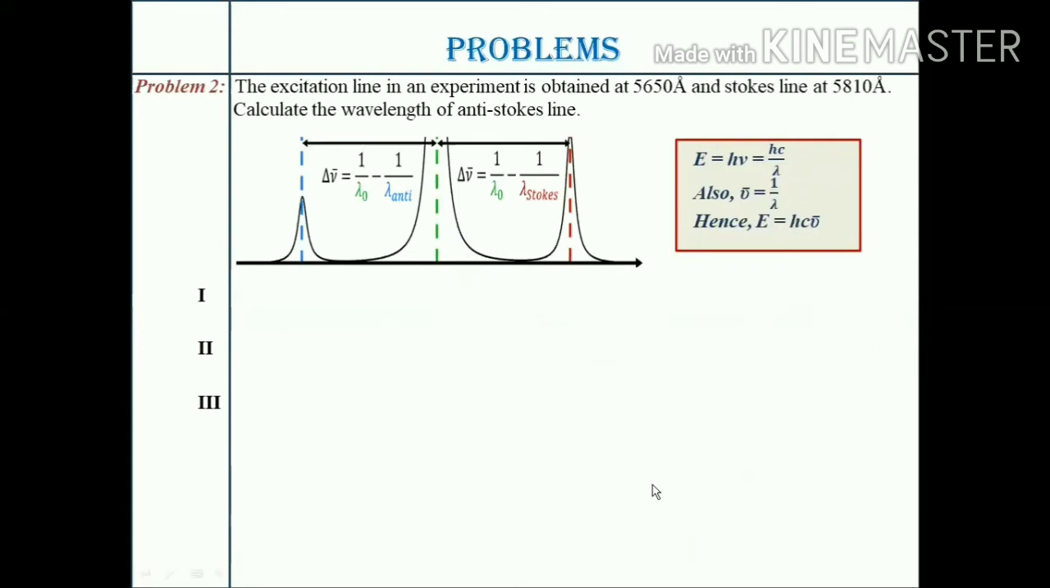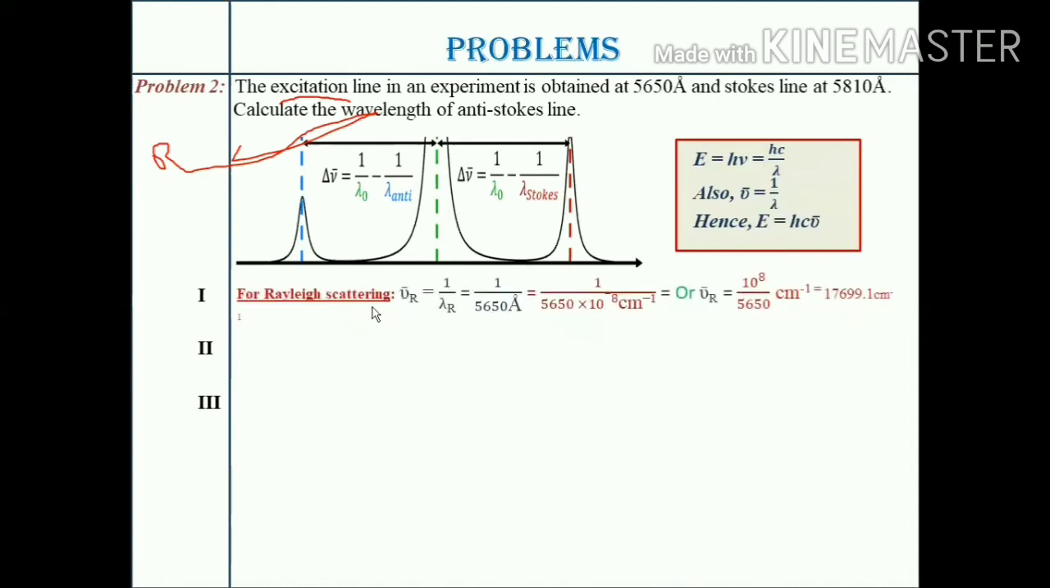The excitation line in an experiment is obtained at 5650. Again, the excitation line means what? It means it has given me the value for Rayleigh scattering. It is obtained at 5650 angstrom, and the Stokes line at 5810 angstrom. Calculate the wavelength of the anti-Stokes line. So here the wavelength of Rayleigh scattering is given, the wavelength of the Stokes line is given, and the question is asking you to give the value of the wavelength of the anti-Stokes line. I think you'll be able to solve this problem easily now. It's on the same pattern as the previous one. Okay, let's start with it.